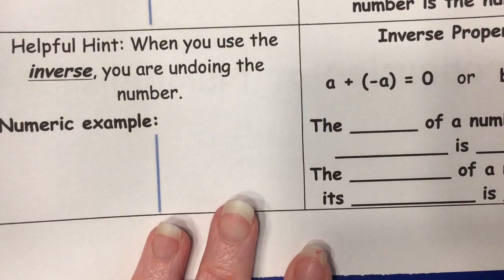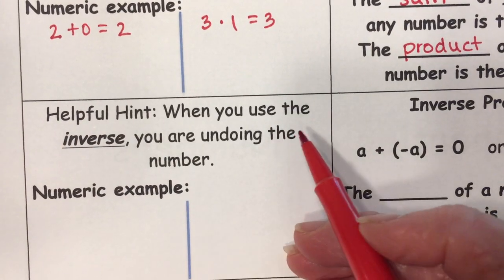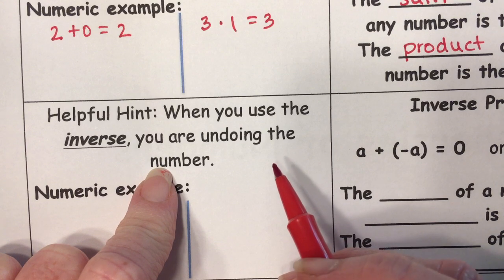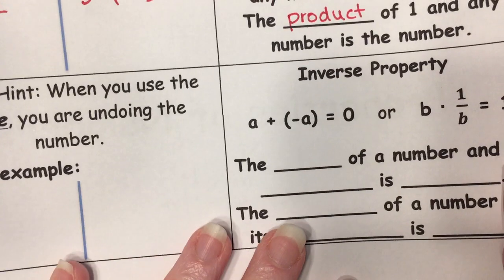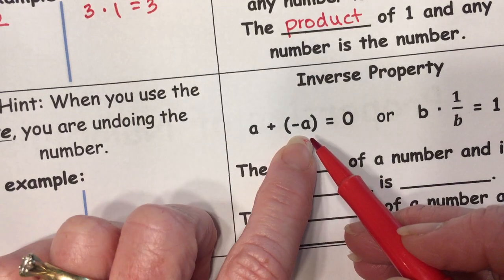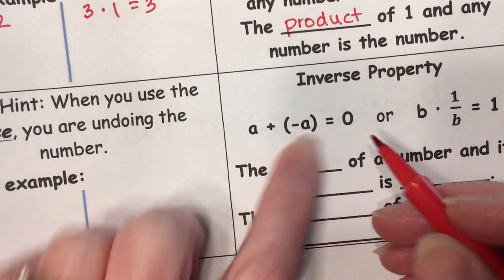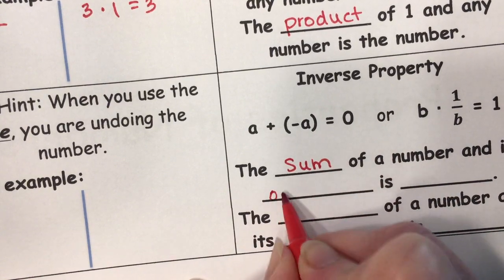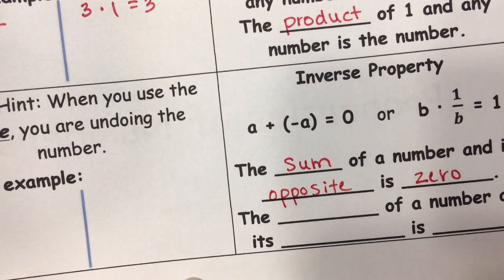All right, last property is the inverse property. So your hint for this one is when you use the inverse, what you're doing is sort of undoing the number. You're starting with something and you're kind of taking it apart. All right, so for positive and negative numbers, right? If I have a number and then I add the opposite to it, what happens? It just becomes 0. So I start with something. If I add the opposite, I get rid of it. I've undone it, is how I think about it. So the sum, when you add, of a number and its opposite is 0. This is the inverse property.